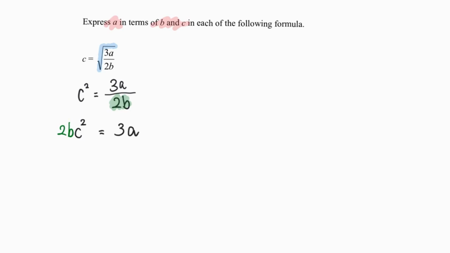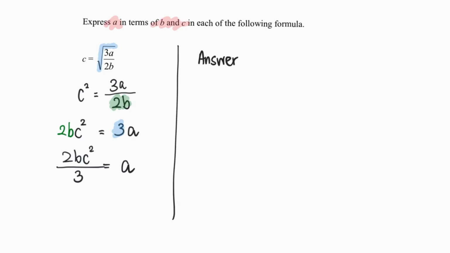And finally, I see a 3 here, but I only want 1a, I don't want 3a. Yep, I'm going to divide by 3 on both sides. And finally, the final answer, do make sure that when you write the final answer, you write a at the left hand side. Okay?